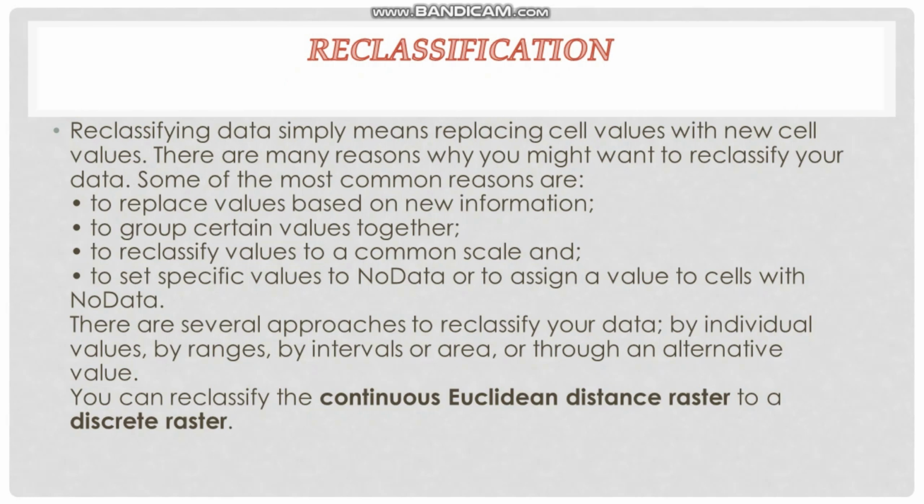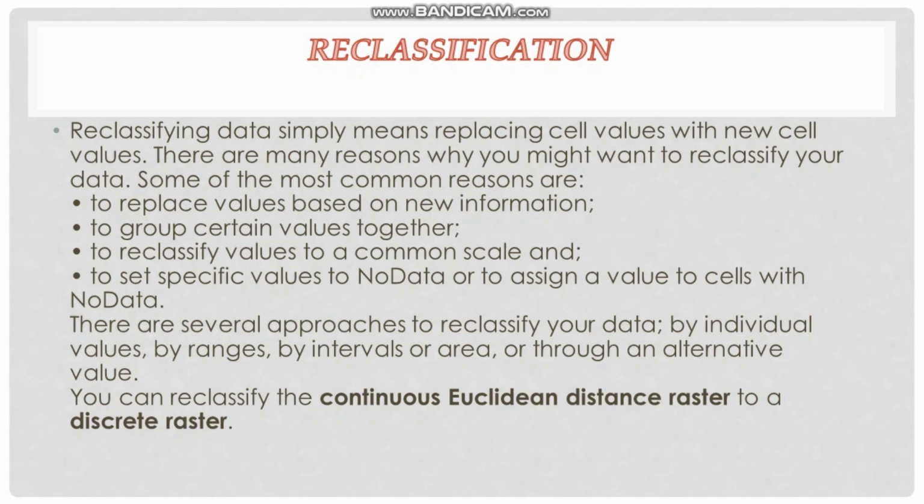So zone reclassification can be included in both zonal and global types of operations. Some of the most common reasons for reclassification are to replace values based on new information, to group certain values together, for instance pixels with values from 1 to 6.5, to reclassify values to a common scale, and to set specific values to no data, or to assign a value to cells with no data.